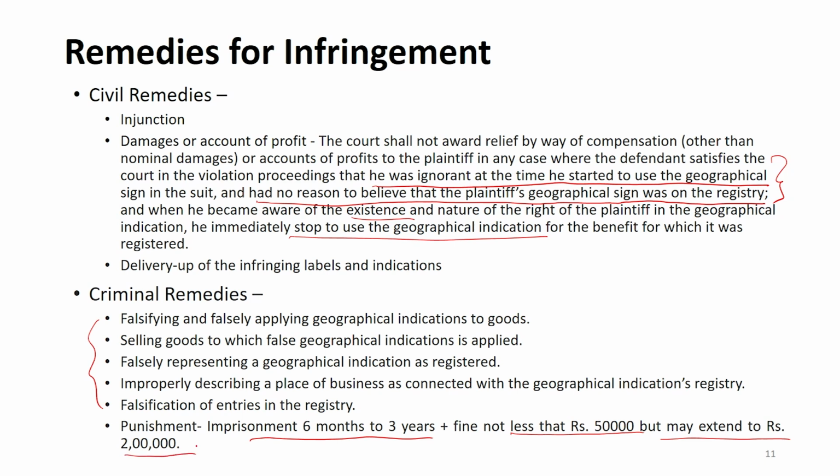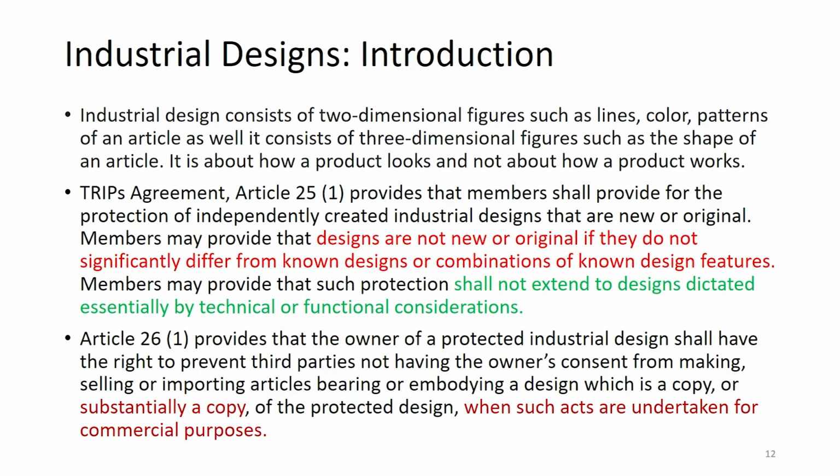So, these are some of the remedies which we have in the Act and the offences which have been defined in the Act. So, we understood geographical indication, we understand the meaning, we understand the grounds for refusing registration. We also understand what the remedies and the offences are. Now, that is all in geographical indication. Let us go to the next legislation, that is industrial designs.